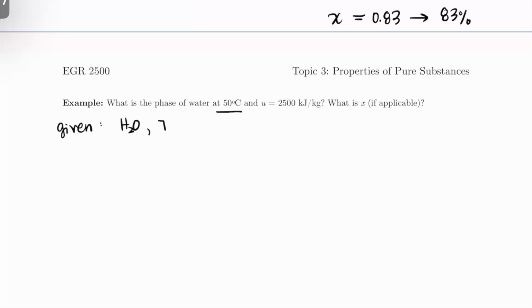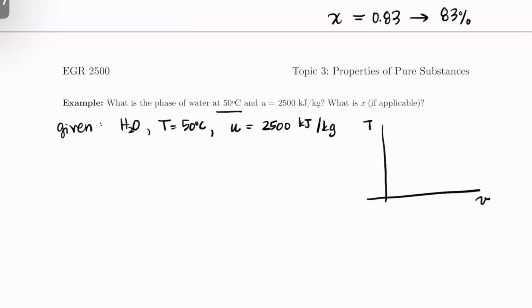We're given water. We're given that the temperature is 50 degrees C. And then we have that the internal energy is 2,500 kilojoules per kilogram, right? Okay, so I'm always going to start off by drawing my T-v diagram.